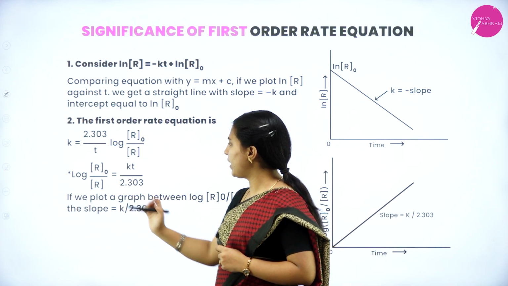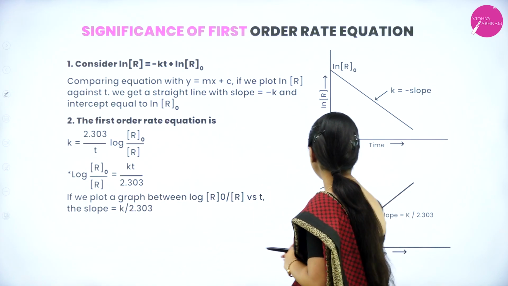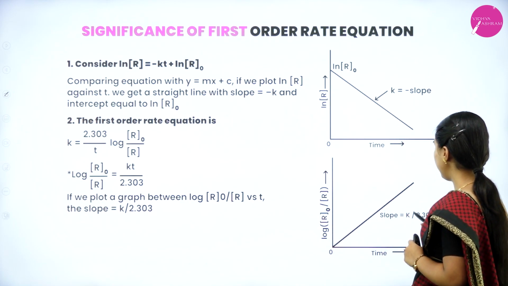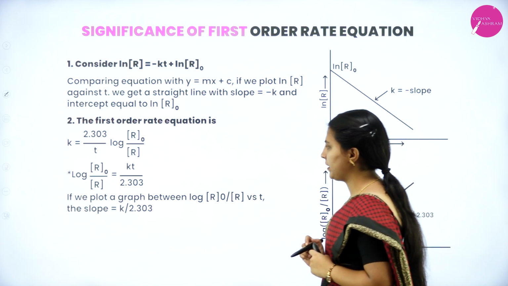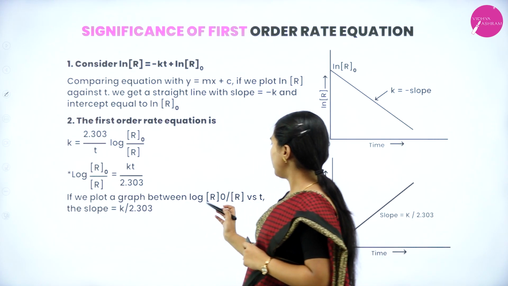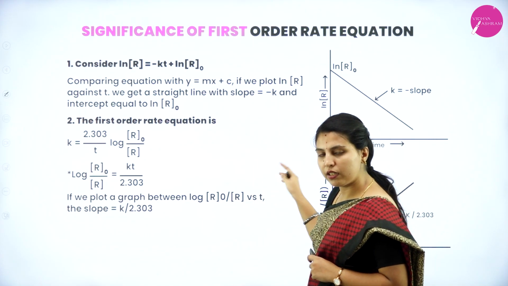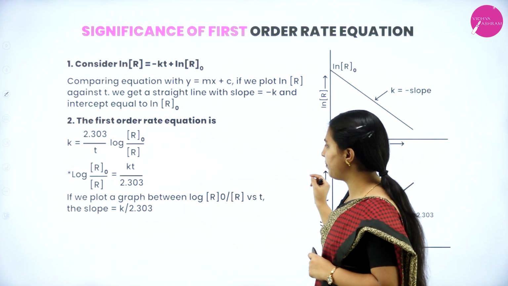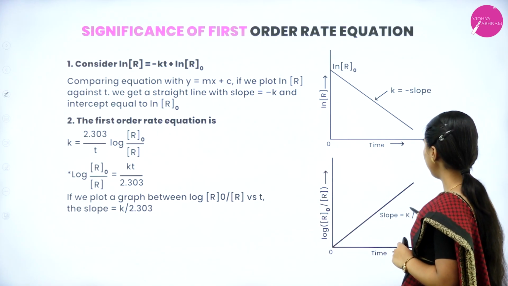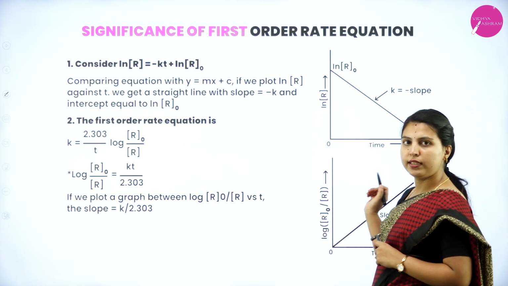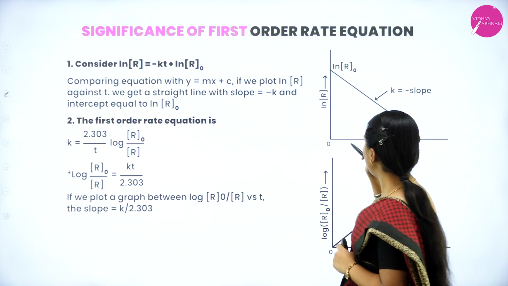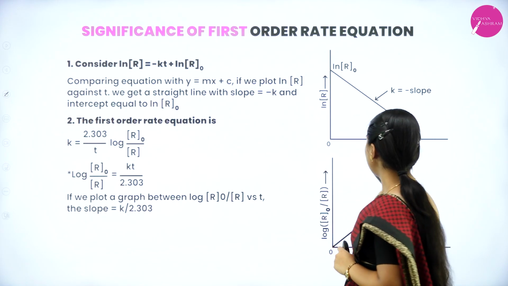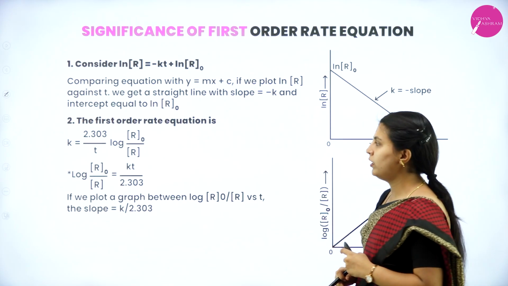If we keep it on the left hand side, KT by 2.303. Here the slope will be K by 2.303. If we plot log of initial concentration over concentration against T, we will get slope K by 2.303. Here slopes are also very important. For zero order it is only K, for first order it is K by 2.303.